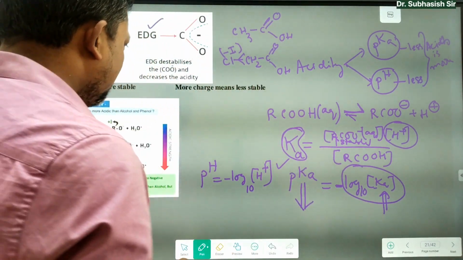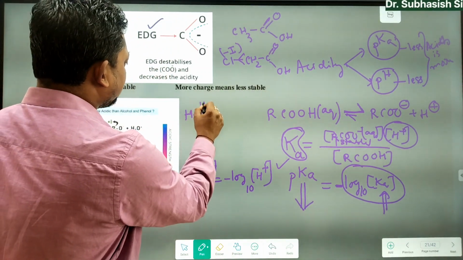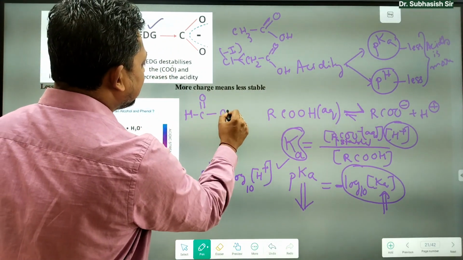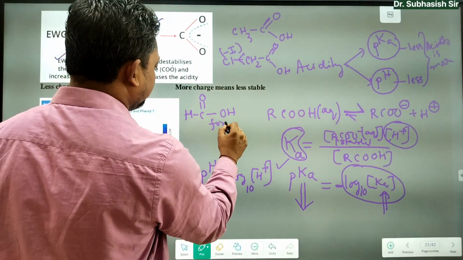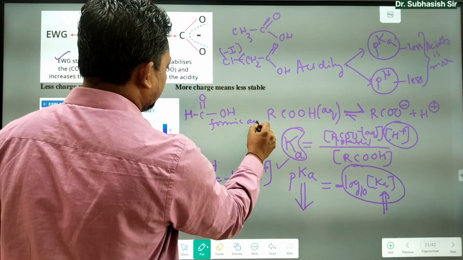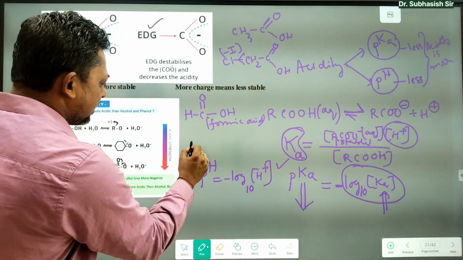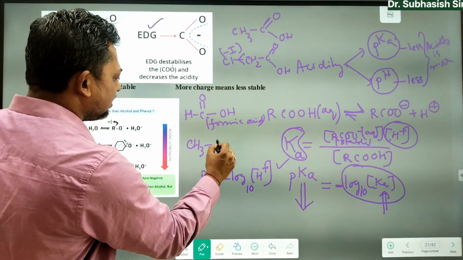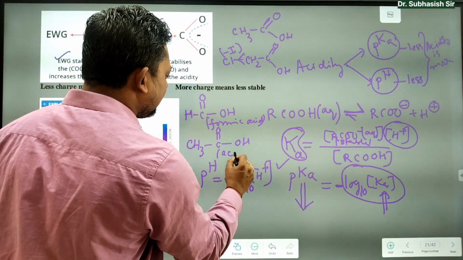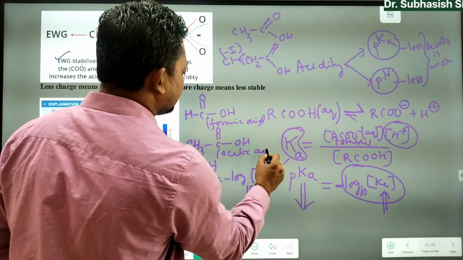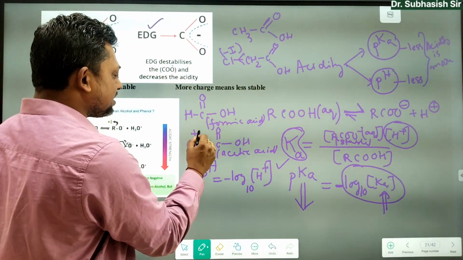So then you can tell that presence of an electron donating group can decrease the acidity. For example, this is called formic acid. In IUPAC system it is called methanoic acid. Now here this is acetic acid, or in IUPAC system we call it ethanoic acid. Now here you can see that a plus I effect producing group is there.